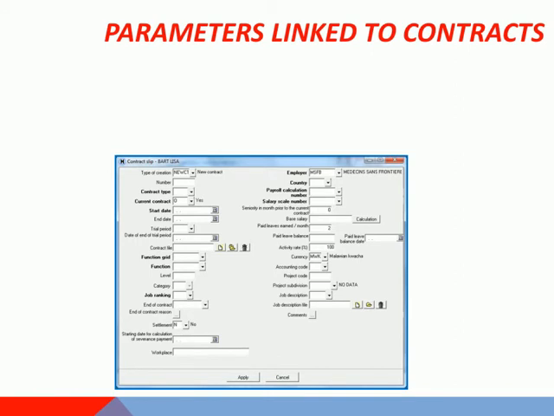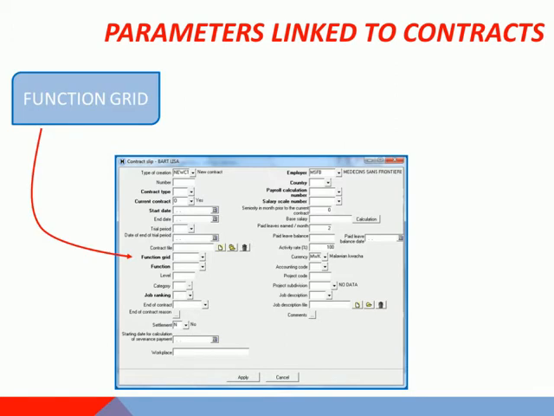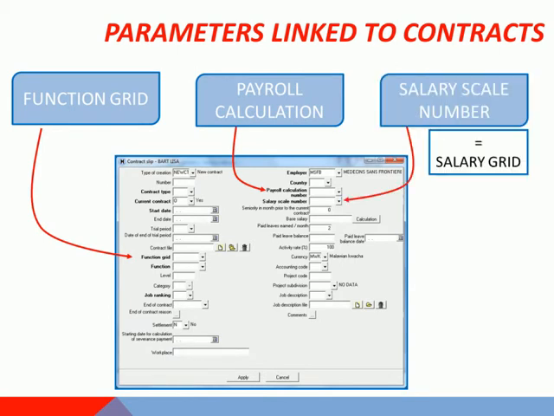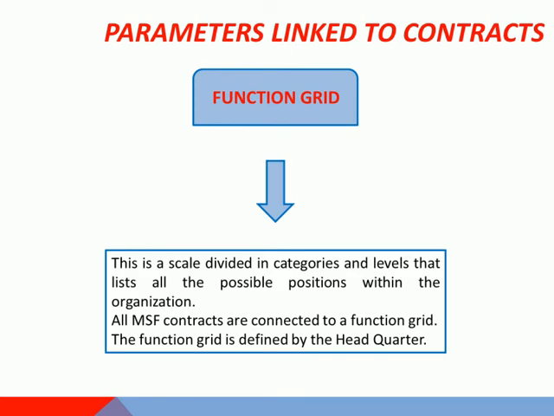In connection with contracts, we have 3 important parameters: the function grid, the payroll calculation, and the salary scale number, also called salary grid. The function grid is a scale divided in categories and levels that lists all the possible positions within the organization. All MSF contracts are connected to a function grid, and this grid is defined by the headquarters.